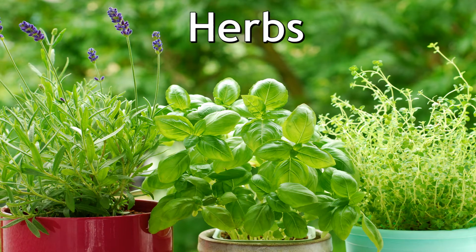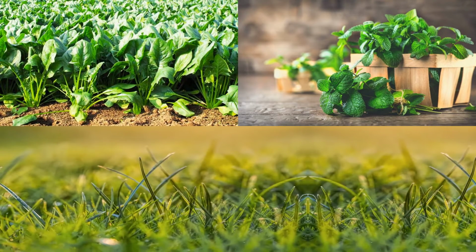Herbs. Herbs are very small plants. They have soft, thin, green stems. Most herbs have a short life. Examples are spinach, which we call palak, mint, and grass.